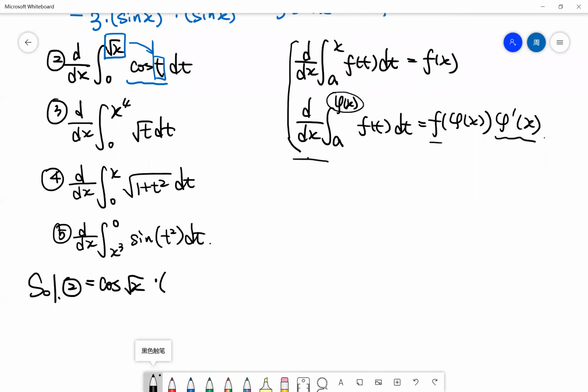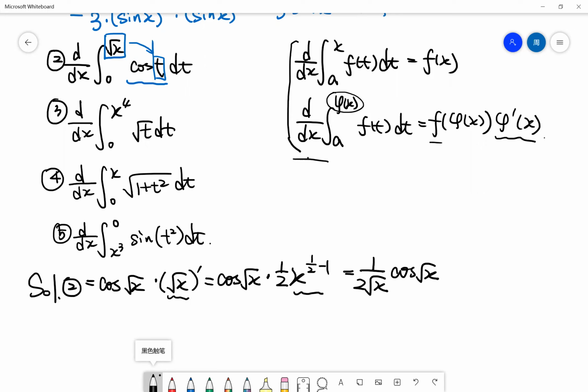That means square root of x prime, and that equals cosine square root of x times here. Square root of x means x power 1 by 2. So we use the formula that equals 1 by 2 times x power 1 by 2 minus 1, right? So that equals x power minus 1 by 2, which should be 1 by square root of x. So that is 1 by 2 times square root of x times cosine square root of x.